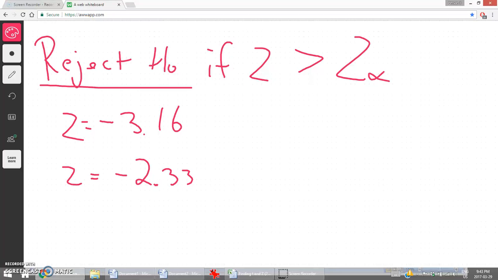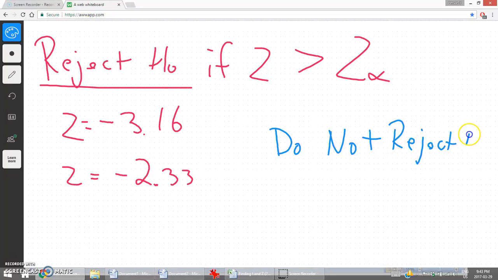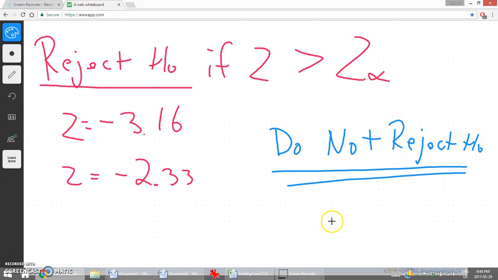null hypothesis. The opposite statement, if the test statistic is not greater than the critical value, we are left with this statement. We cannot reject it, or you have failed to reject the null hypothesis. So those are the only two statements you can make. Either to reject the null hypothesis or we cannot reject the null hypothesis.